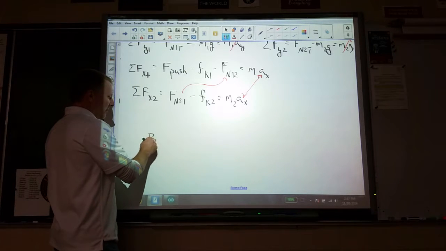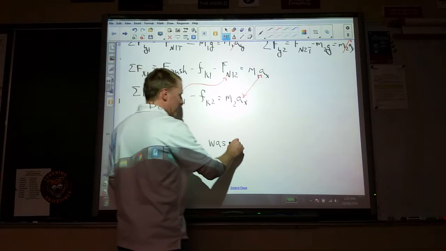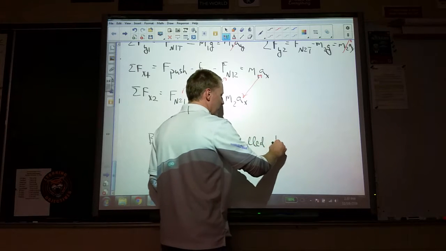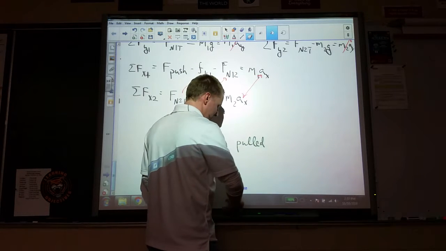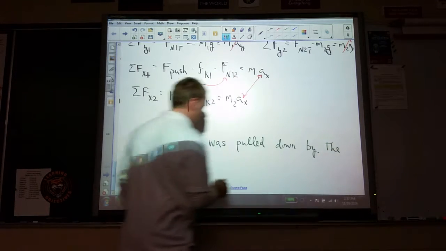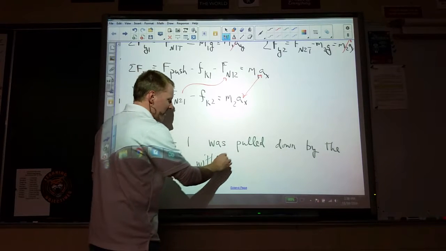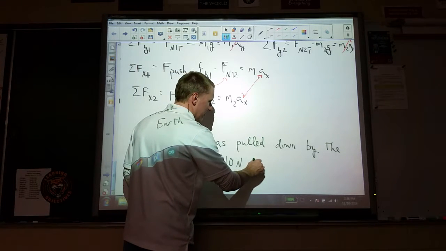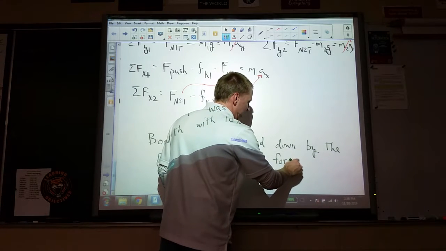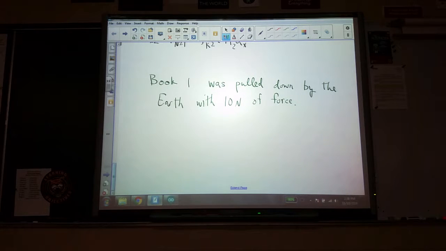The book was pulled down by the Earth. And let's just say that it was 10 newtons of force, just to put a number up there. We know that every force has an equal and opposite force, or at least that's claimed by Newton's third law. Since it's reached the status of law, we can be pretty confident in it. What's the equal and opposite force of that then?